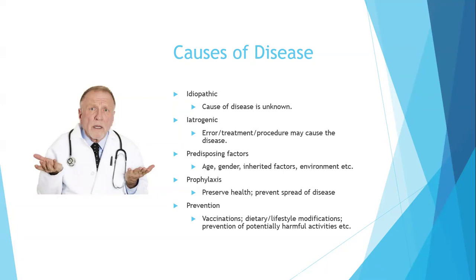Prevention includes all the things we said in the 7 steps for health. So vaccinations, dietary and lifestyle modifications, like wearing a helmet when you go skydiving, prevention of potentially harmful activities. So just anything that can help prevent you ending up with a trauma or disease.